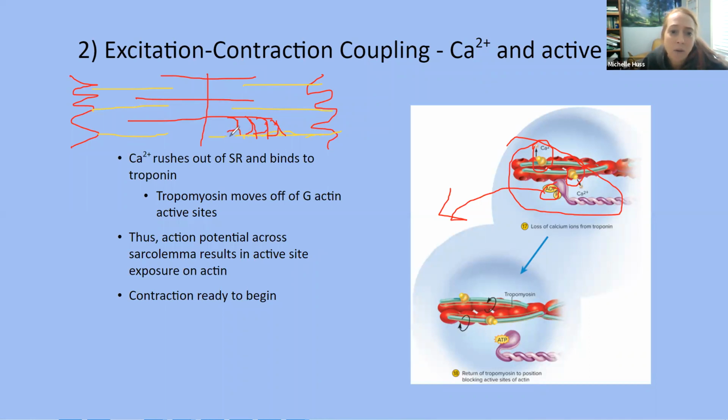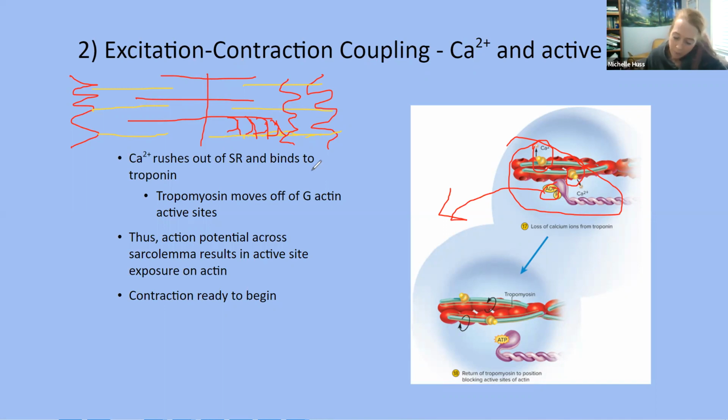It's gonna make it shorter. It's gonna pull the filaments in, and now the Z line is gonna be over here. Okay, so we just did it, power stroke, pulled everything in closer. Who did the power stroke? Myosin.